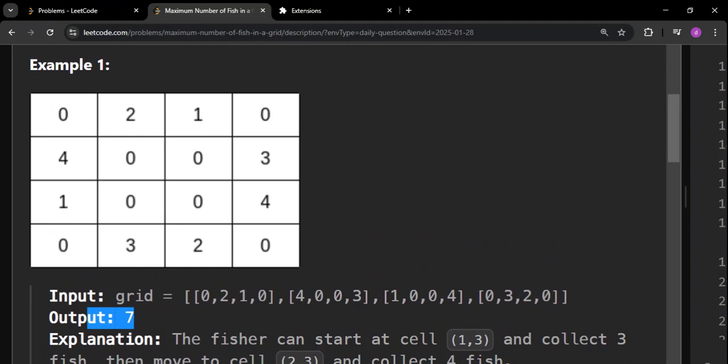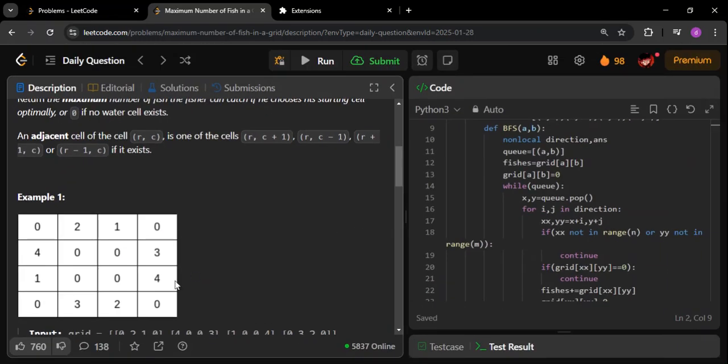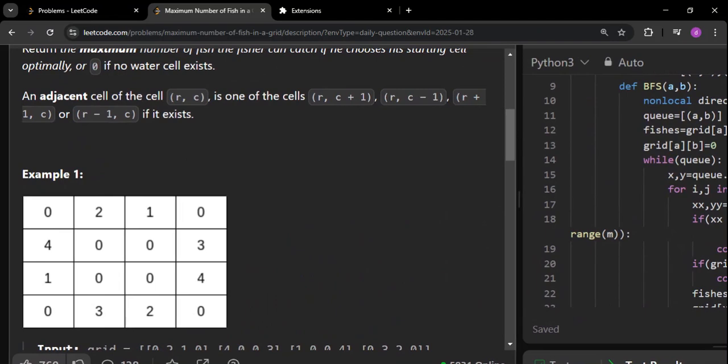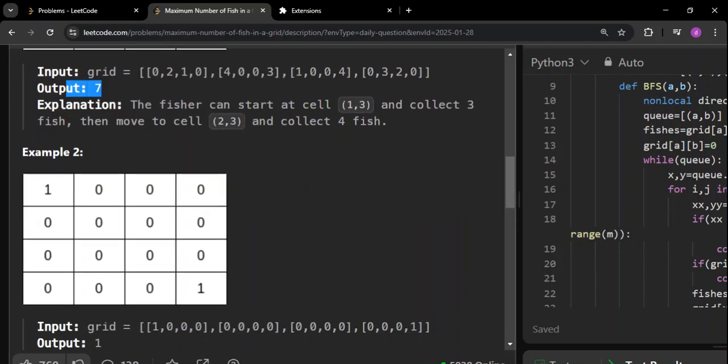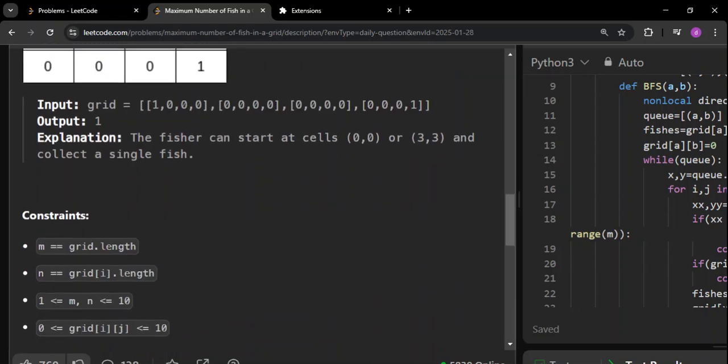Because of that, you will have to choose your starting point very optimally, because if you don't choose your point optimally, you will end up getting fewer fish. If you see example number 2, here one is there, here one is there, and the rest are land cells. So obviously we have to start either here or here, that is 0 comma 0 or n minus 1 comma m minus 1. In either case you only get one fish, so the answer is going to be 1. And that is all.